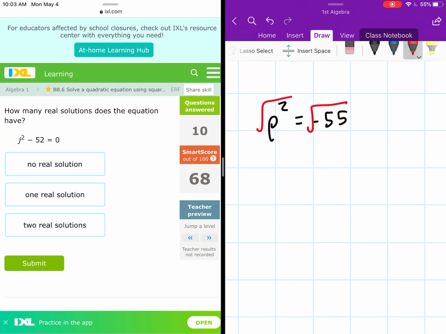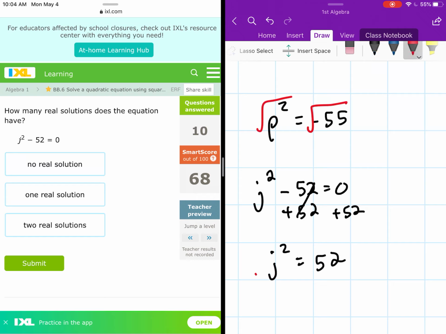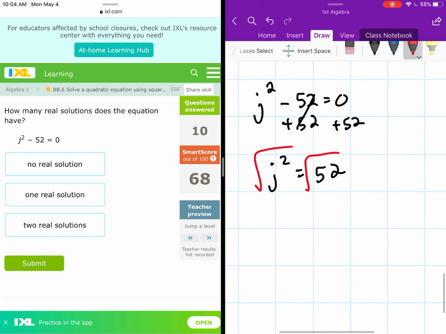Okay. So this one right here, you're going to have j squared minus 52 equals 0. You're going to be adding 52 to both sides. J squared equals 52. Then you're going to take the square root of both sides. This one isn't negative, so it's going to have answers. So then you can just use your calculator to calculate this, take the square root of the number, and it's going to end up giving you that j is equal to 7.211 and other numbers, right?